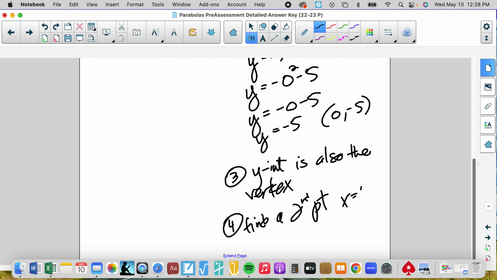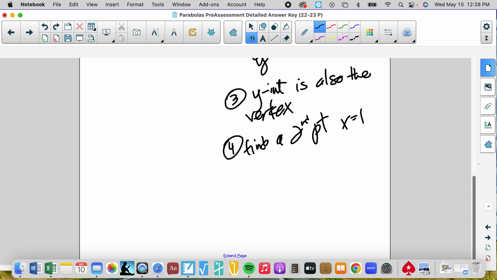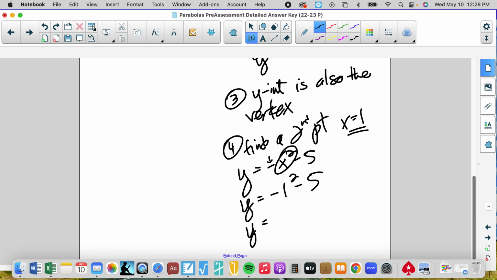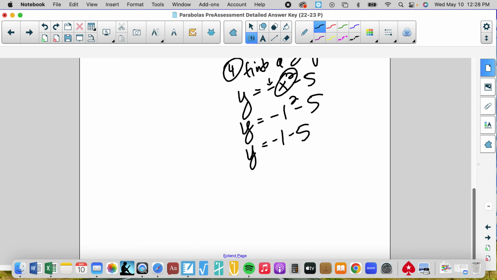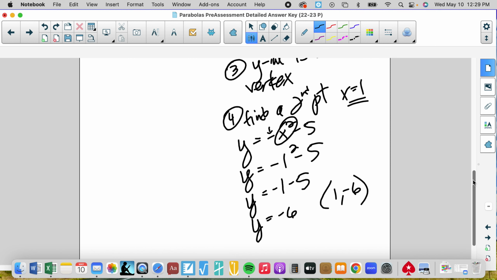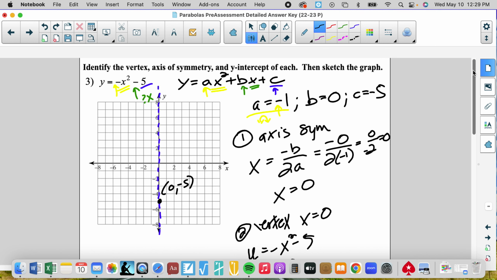You can do that, you don't need me. So I'm going to pick x equals 1. Using this equation again, the opposite of x squared minus 5. There are no parentheses because I'm going to square my x and then take the negative. So my x value is 1, I square that and then take the opposite, which is negative 1. We get negative 1 minus 5, which is negative 6. So when I plugged in 1, I got negative 6. This is my second point: 1, negative 6.